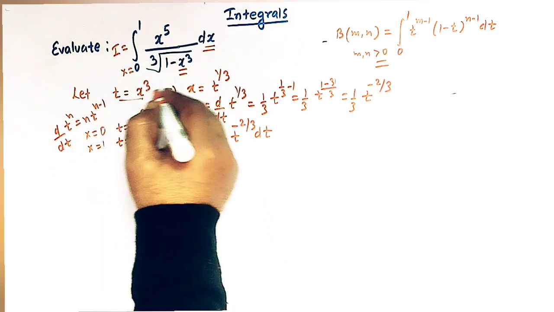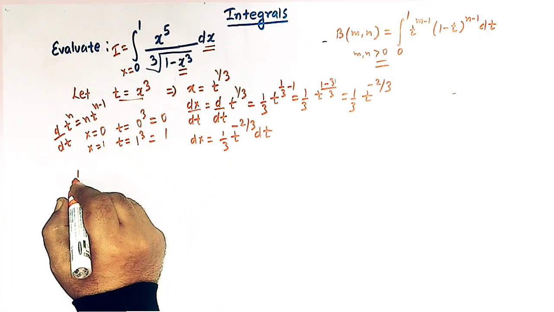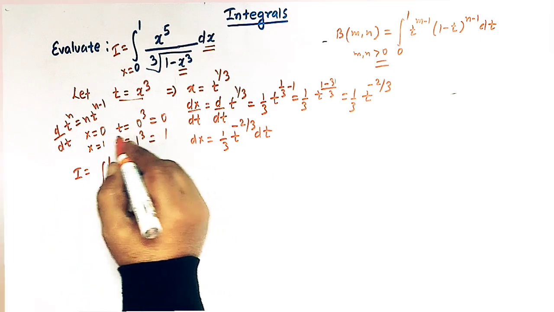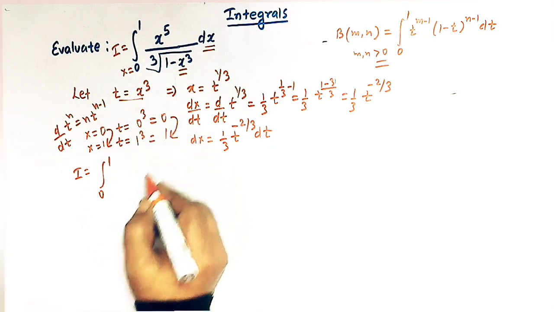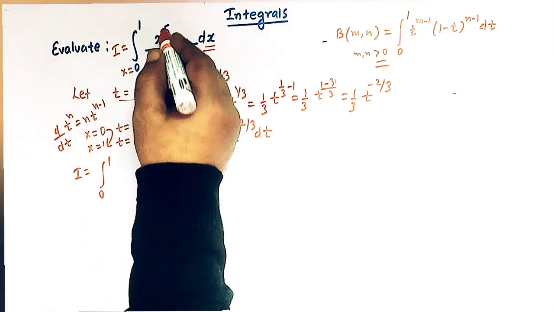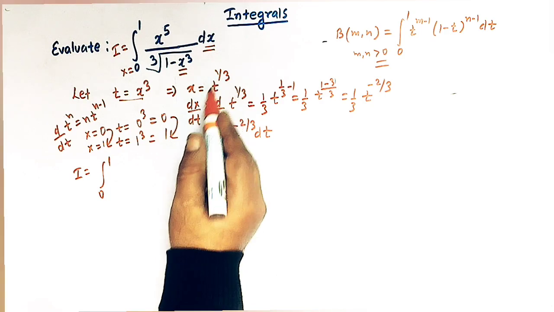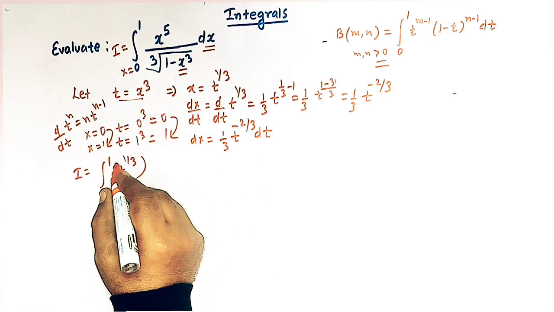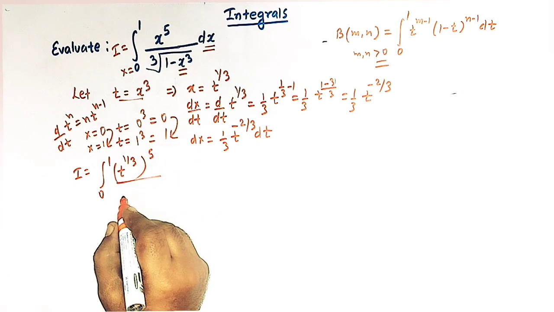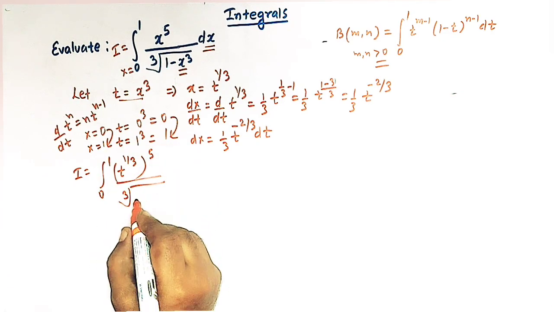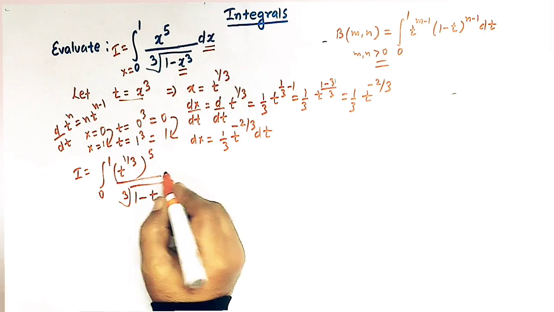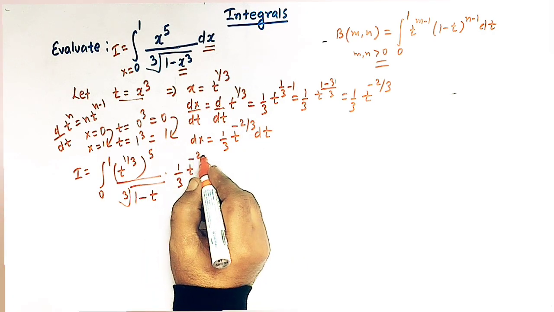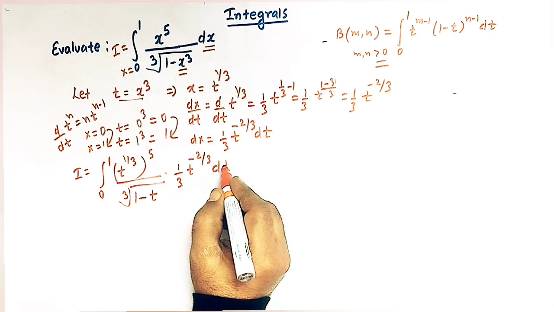So now we can write this integral I in terms of t as 0 to 1. The limits remain the same, and x raised to 5. So x is t raised to 1 over 3. So we can now write t raised to 1 over 3 raised to 5, and then we have cube root of 1 minus t, and for dx we can now write 1 over 3 t raised to minus 2 by 3 and dt.